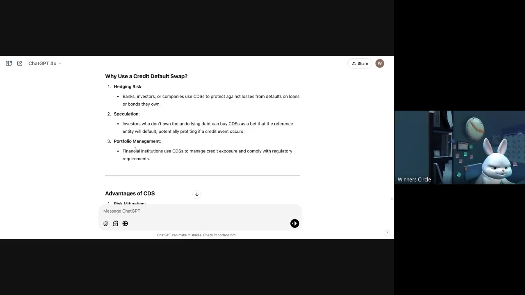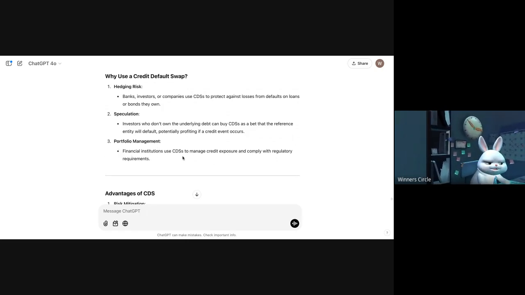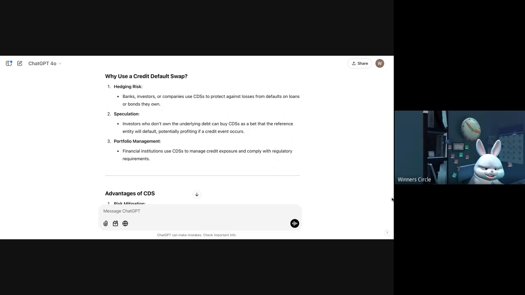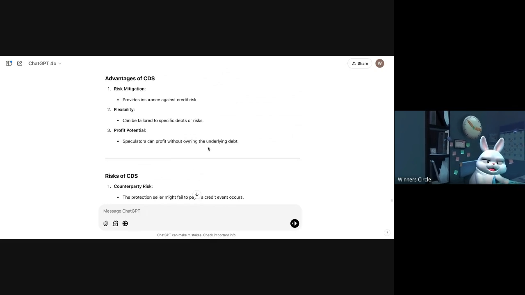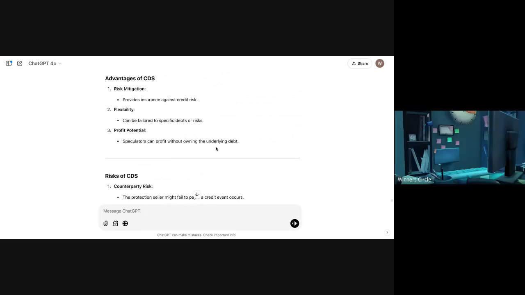Portfolio management. Financial institutions use CDSs to manage credit exposure and comply with regulatory requirements. Advantages of CDS. Risk management provides insurance against credit risk. Flexibility can be tailored to specific debts or risks. Profit potential. Speculators can profit without owning the underlying debt.